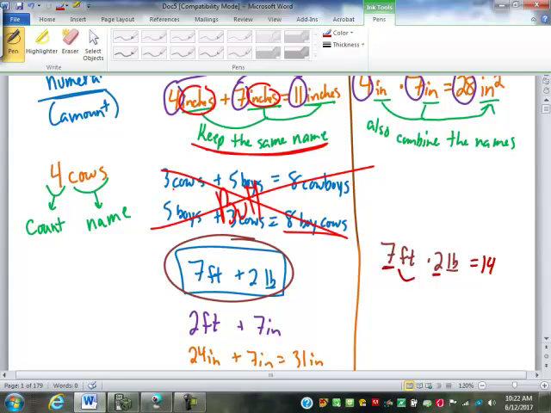But I'm also going to combine the names. Feet times pounds are foot-pounds, which in physics is a unit of torque, or a unit of moment if you're looking at structural analysis and stuff. That is a valid unit. We can multiply or divide things that have different names.